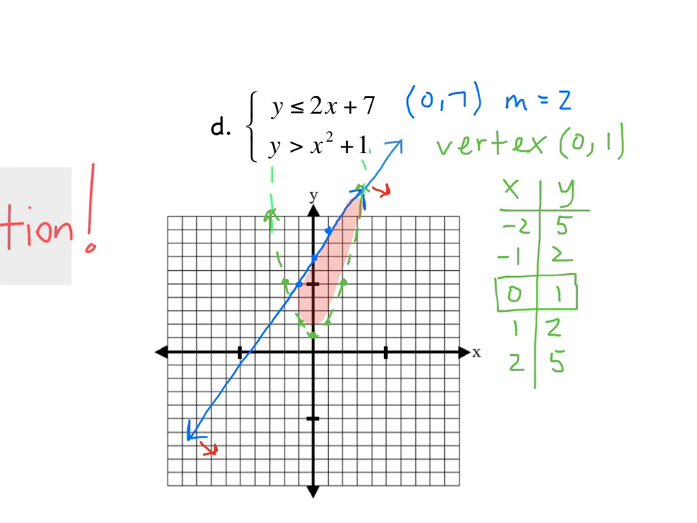Okay? All right. So now again, we can test the point (0, 0) because it's not on our parabola. 0 is greater than 1. Well, 0 is not greater than 1, so it's false on the outside. So we would be shading on the inside of our parabola. So where does the overlap occur? Well, it occurs inside of the parabola, but to the right of our line. So it is just this portion right here.